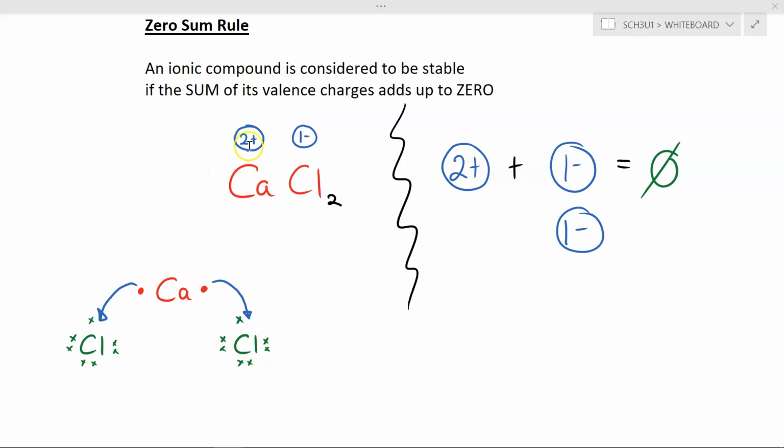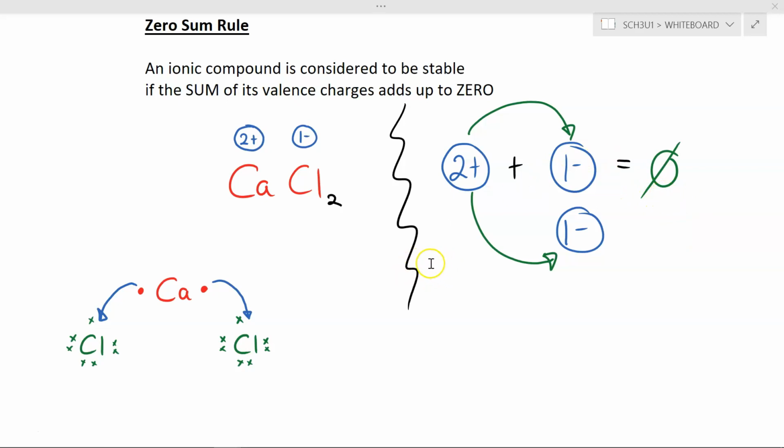So while calcium loses 2 electrons and each chlorine gains 1 electron, in order for this entire compound to be stable, I need 1 calcium but 2 chlorines. So for every electron that was lost, it's found a new home. And when this happens correctly, the valence charges add up to 0.